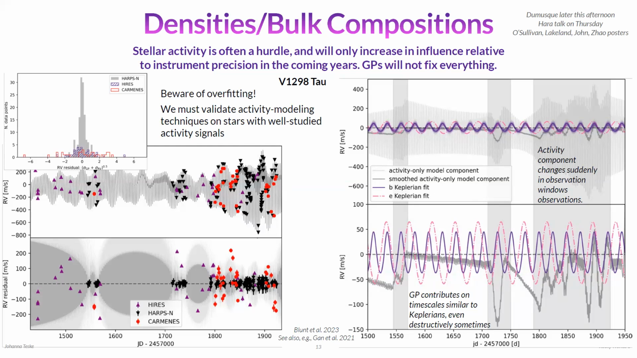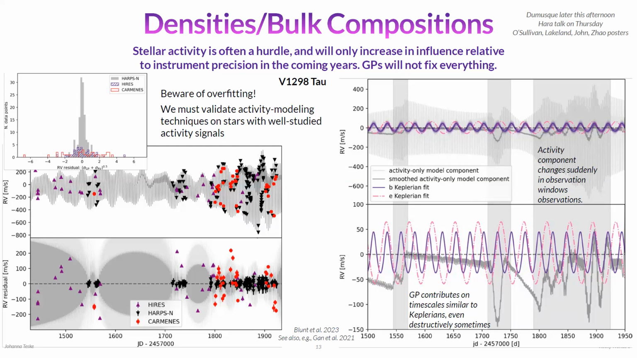So this is just an illustrative example from Sarah Blunt's paper last year. It's a great paper. I encourage you to check it out if you're interested in this problem. She's looking at a pre-main sequence star that's fairly active. It does not, as far as we know, have small planets. So this is just to illustrate the point of caution with Gaussian processes.